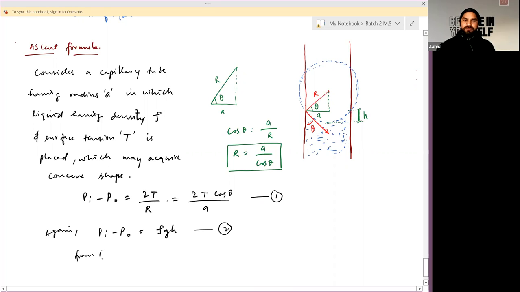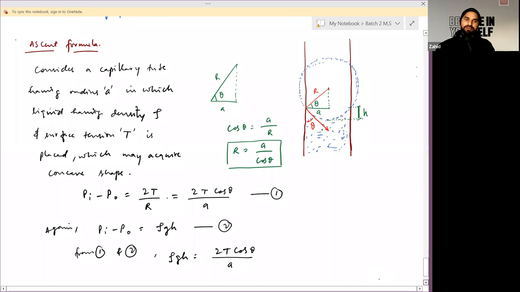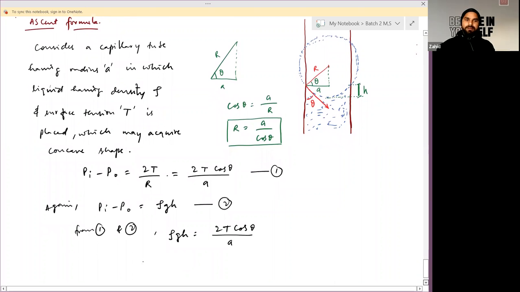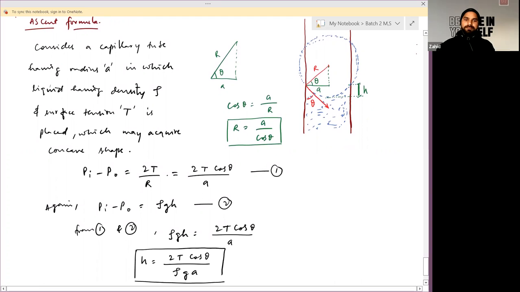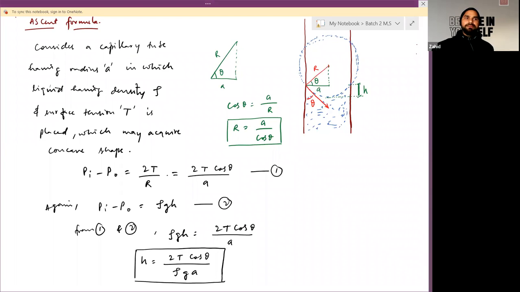Now in both equations, we have the same term on the left hand side. So from equation first and equation second, we can say rho gh equals 2T cos theta divided by A. Now move rho and g to the right side to get h. So it will be 2T cos theta divided by rho g A. This is the required formula for calculating the level of liquid rise or fall due to its interaction. Is it clear? Samara, any doubt? No, sir.